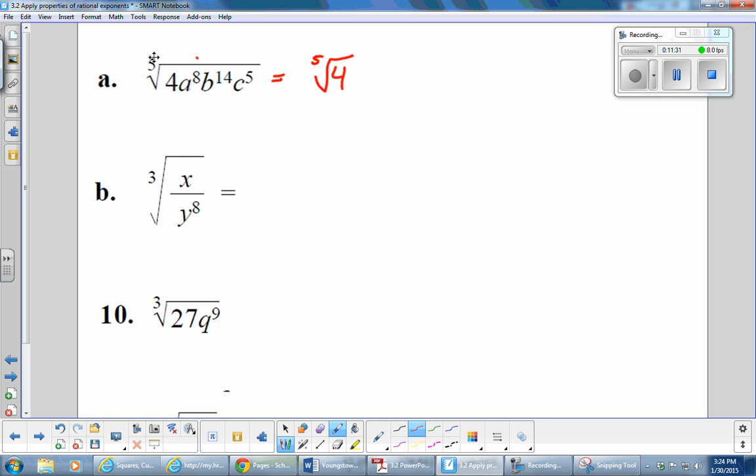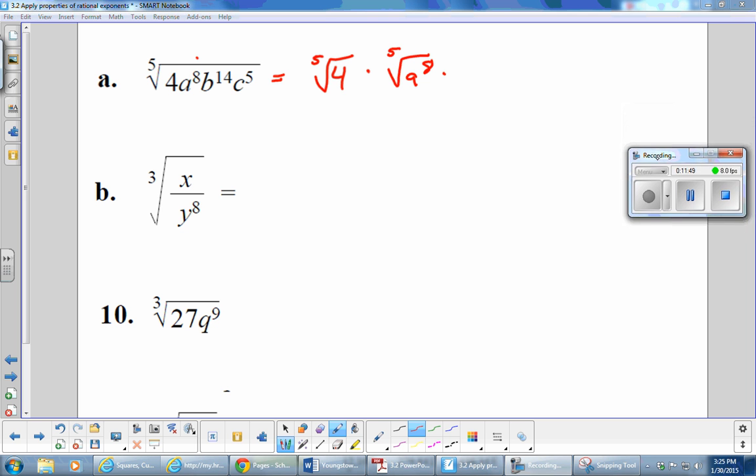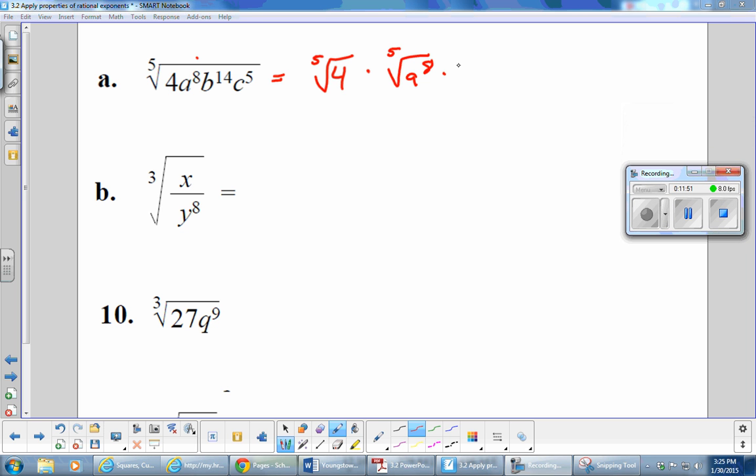Now, how about a to the 8th power? This one's going to be a little bit tricky. So here, we'll just handle it separately. What you're going to ask yourself on that, and we'll do that on the next step, is how many times is 5 going into 8, and how much is left over? We'll talk about that in a sec. Next one is b to the 14th power. Last one is c to the 5th power. Oh, that one's easy. Hopefully you got that. This guy's going to stay, so we're just going to keep him alone.